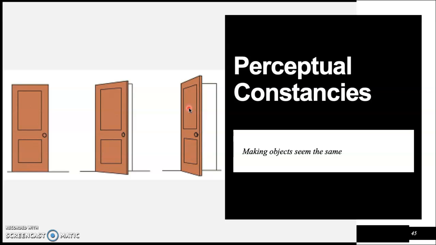But if you actually look at the image cast on your retina, this one is a rectangle, this one is actually a trapezium, as is this one. All three are actually different shapes, but we perceive them as being the same. So a perceptual constancy is when we perceive things to be constant, despite the fact that they may not actually be displaying an image on our retina that is constant.